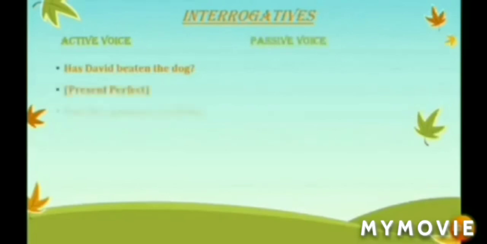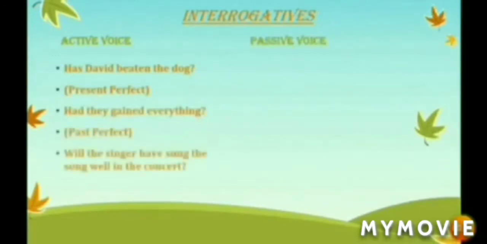Interrogatives. We take out helping verbs in the beginning. Let's compare active voices and passive voices of the perfect tenses. Has David beaten the dog? It's present perfect. Had they gained everything? Past perfect. Will the singer have sung the song well in the concert? Future perfect. Let's see their passive voices.